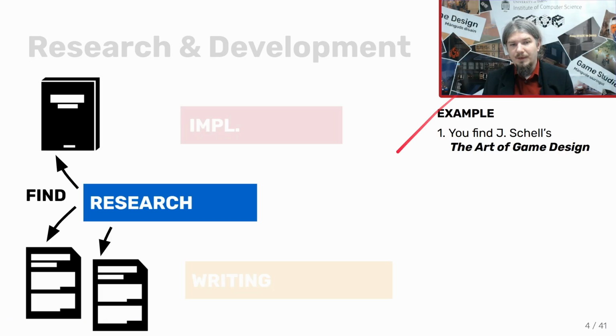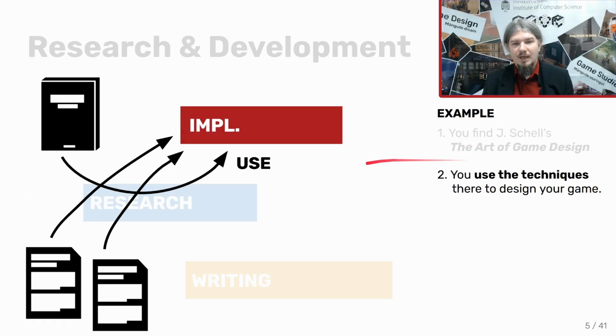Now, let's have an example. So you do your research, you find your citations, you maybe read some books, you find some papers, maybe you find Shell's The Art of Game Design book. A very solid reference if your thesis is about game design. Now you use those citations in your implementation. You use what Shell wrote in The Art of Game Design, or you use whatever other sources you had.